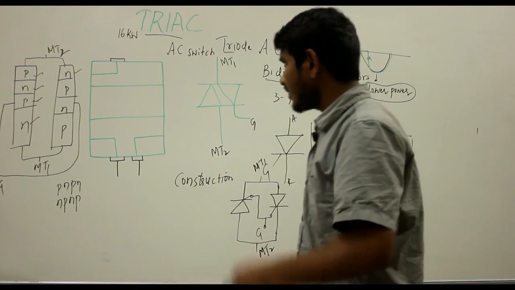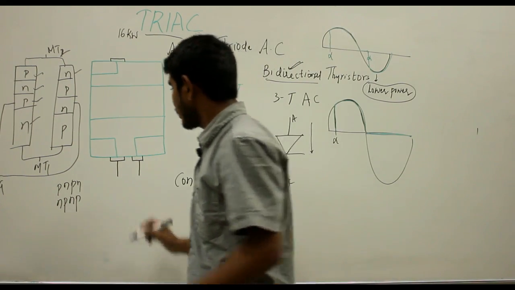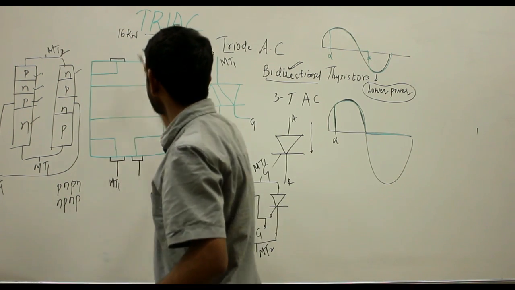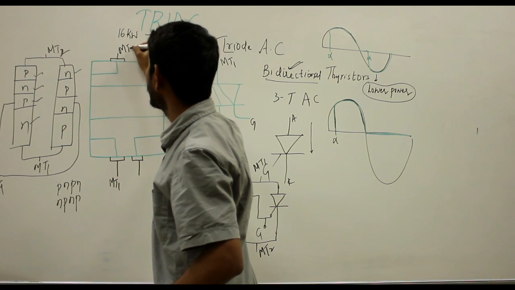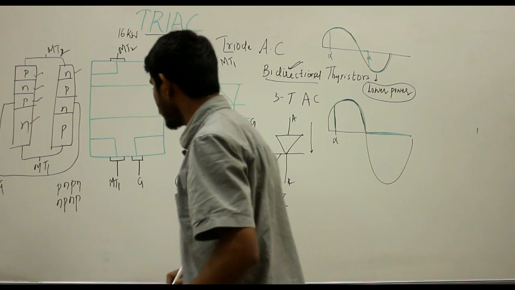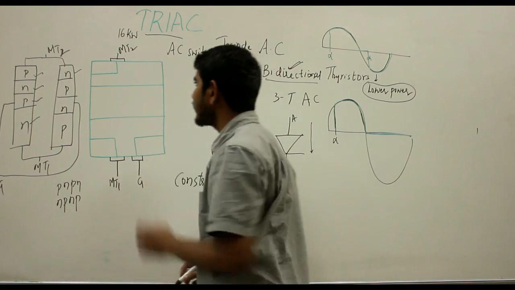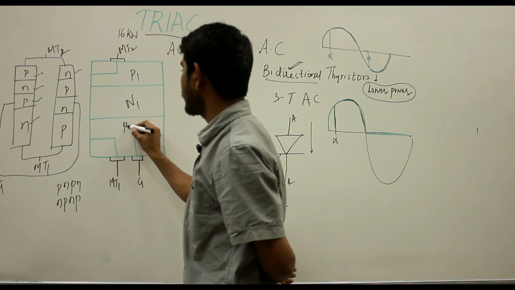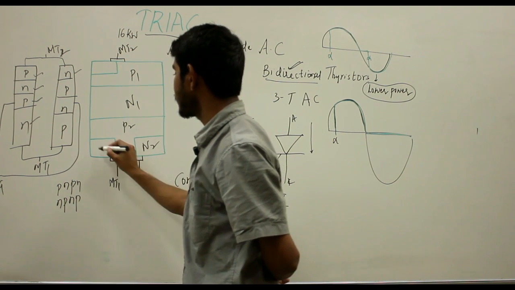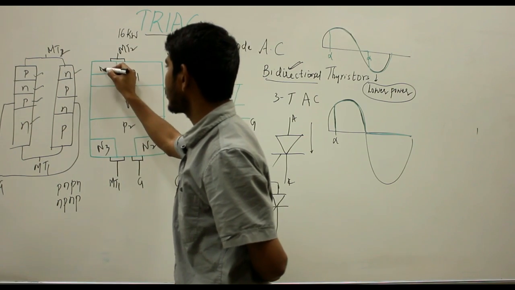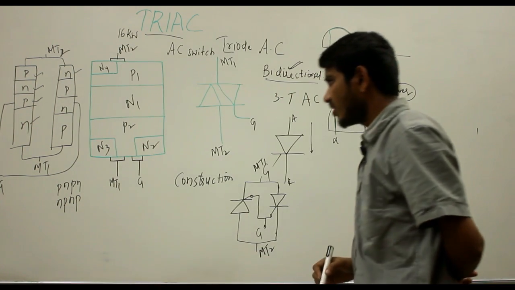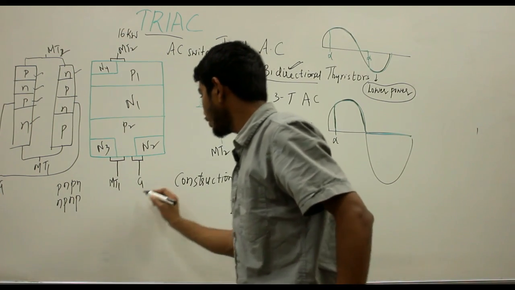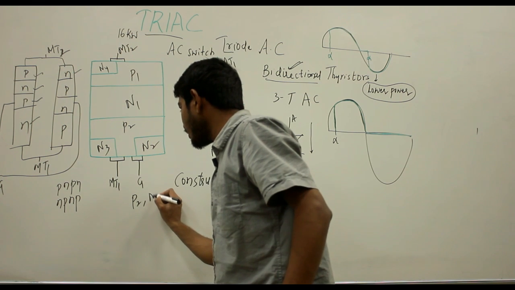So let me say this is my terminal MT1 and this is the terminal MT2 and this is my gate terminal. If I indicate the layers, this is my P1, this is my N1, this is P2, this is N2, this is N3 and this is N4. Here the gate terminal is connected to both the regions, P2 and N2.